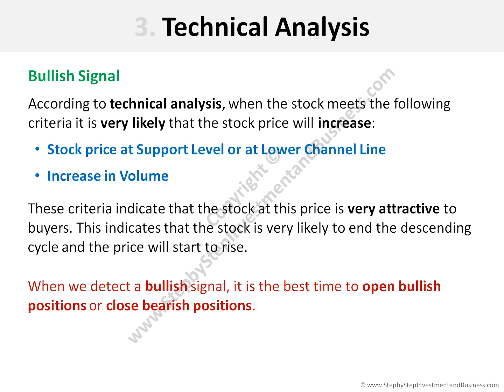According to technical analysis, when the stock meets the following criteria, it is very likely that the stock price will increase. Stock price at support level or at lower channel line, and increase in volume. These criteria indicate that the stock at this price is very attractive to buyers. This indicates that the stock is very likely to end the descending cycle and the price will start to rise.